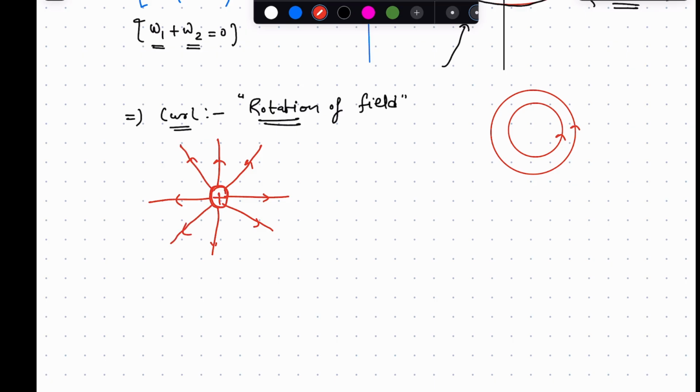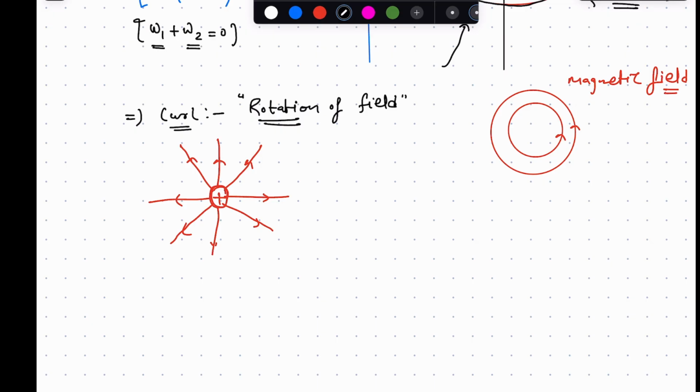Now in case of the magnetic field lines, if you take the magnetic field lines, they are forming the closed path, so they would of course rotate. And in case of the electric field lines or the gravitational field lines, they will not be forming the closed path.